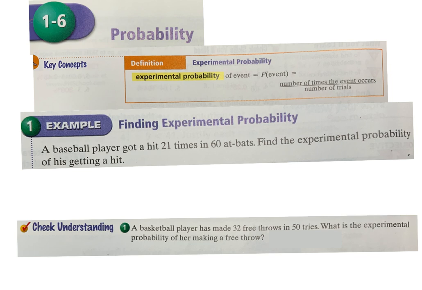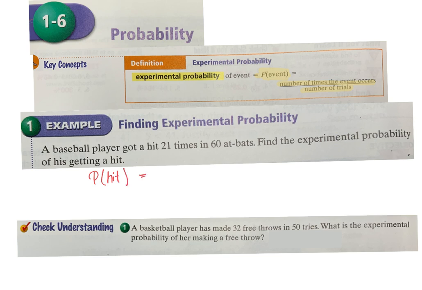If you look here at what they gave us as far as the probability definition, the probability of the event, you'll see it's a capital P and in parentheses is what they're looking for. And then how you calculate it is the number of times that event occurred over the number of trials, or the number of times they tried it, okay? So the first example says, a baseball player got a hit 21 times in 60 at-bats. Find the experimental probability of his getting a hit. Based on the history of what he has done, what is the probability he will get a hit? All right? And so what we're looking for then is the probability of getting a hit.